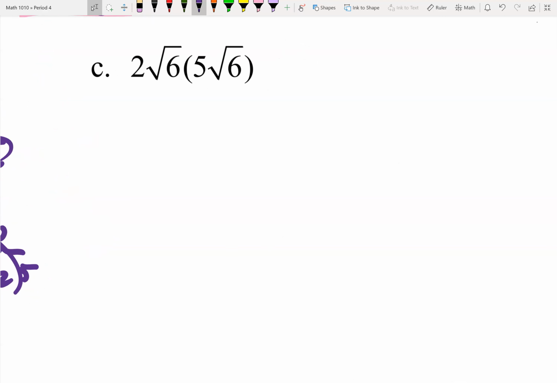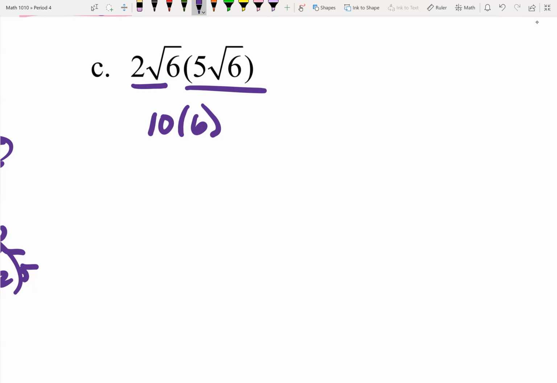Okay, question C. Outside, 5 times 2 is 10. Now I want everyone to listen. The sooner you can get this down, the happier your life is going to be in here. Okay? What is the square root of 6 times the square root of 6? It's the square root of 36. And what's the square root of 36? 6. So listen to this. The square root of 6 times the square root of 6 is 6.